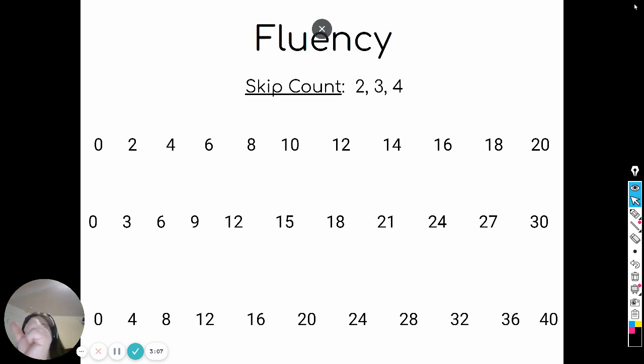And last one, skip counting by 4s. When I point up, start at 4. Ready? 4, 8, 12, 16, 20, 24, 28, 32, 36, 40.